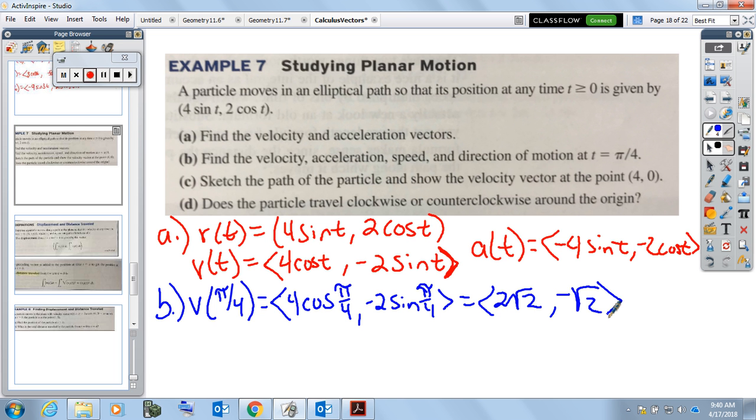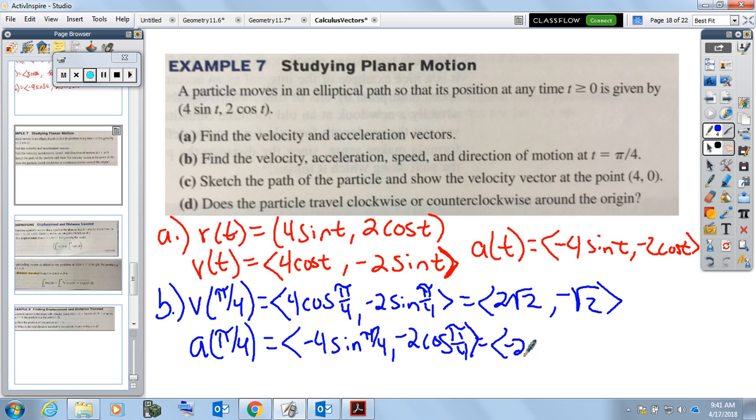The same thing goes for acceleration. We substitute in pi over 4 and get negative 4 sine of pi over 4 and negative 2 cosine of pi over 4. Again, we're dealing with root 2 over 2. Negative 4 times root 2 over 2 gives us 2 root 2, but it's negative this time, so negative 2 root 2. For the cosine term, we have root 2 over 2 but negative, and the 2's cancel, so you end up with a negative root 2. So there is our velocity and acceleration when we are at pi over 4.